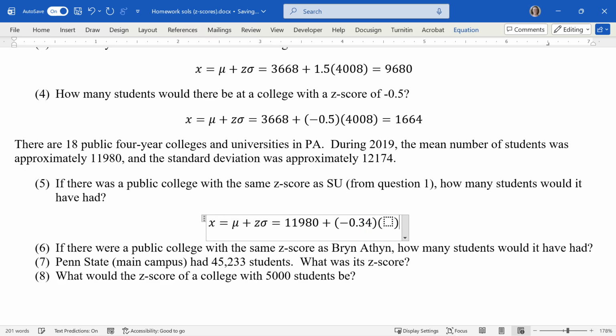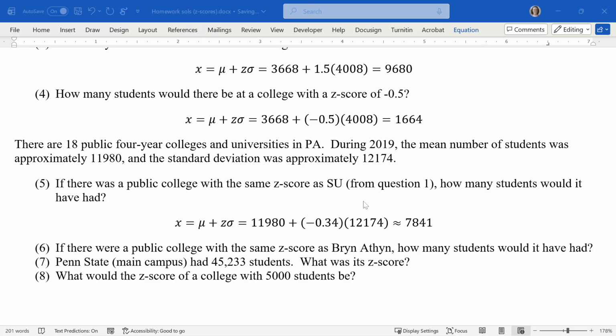And then we're going to use the standard deviation from this section for the public colleges, so 12,174. And then we just put this in the calculator. Okay, so I'm getting approximately 7841.